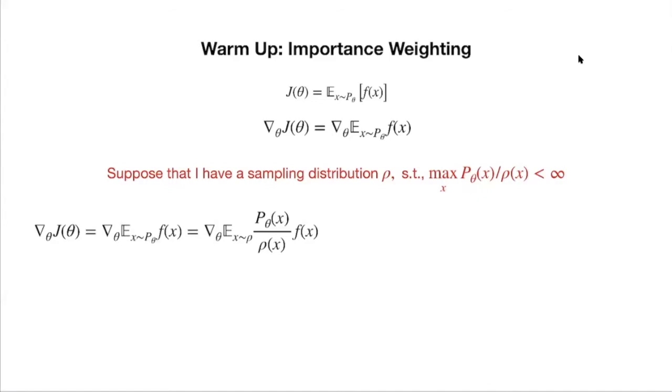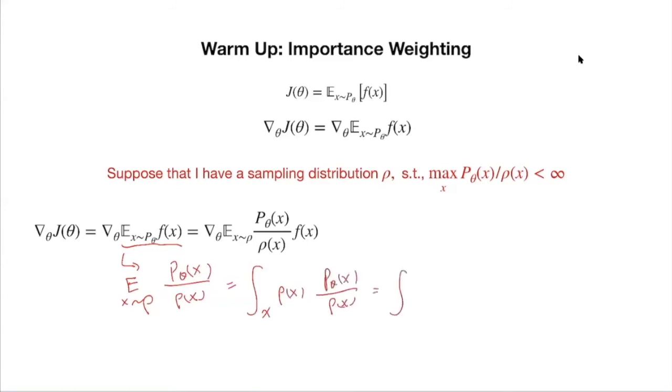So I can rewrite this objective function as the expectation over x from rho of rho x over P theta x, right? By definition, this is equal to the integral of rho x times rho x over P theta x, which is the integral over x of P theta x, which is the expectation of x over P theta. I just multiply by rho x and immediately divide by rho x, so you can think about this as the two canceling out.